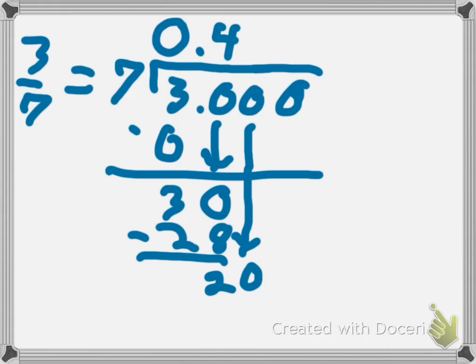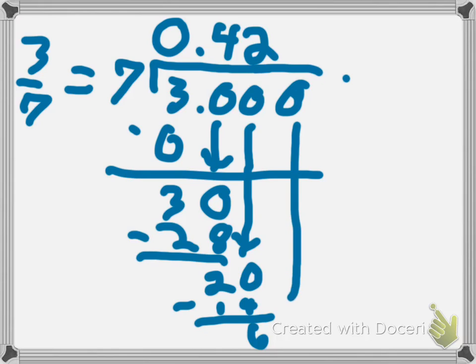So now I have 20, and 20 can be split up into 7 groups 2 times evenly. So 7 times 2 equals 14. Then I subtract, and I have 6 in my remainder. Then bring down my 0. And then 7 multiplied by 8 would be 56. So 60 can be split up into 8 groups evenly, and then 56 would be left over.